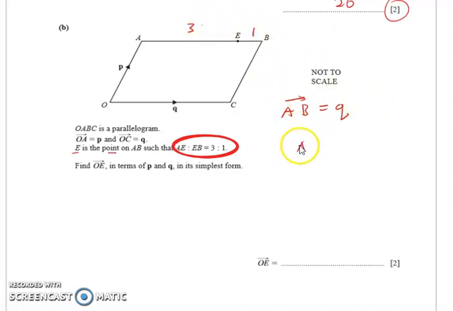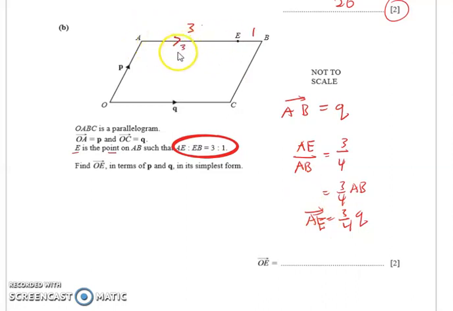So now we can make a ratio AE over AB, and AE is 3, and the AB here is 4. Then the AB we move up, so AB is, you have the Q. This is what you get for your AE. AE here is 3 over 4 Q.